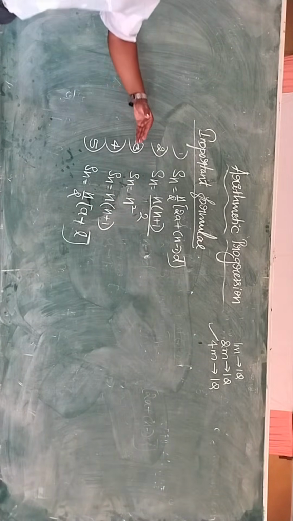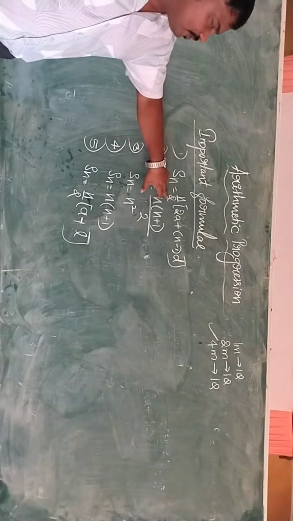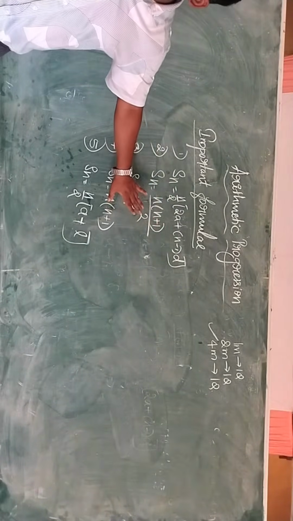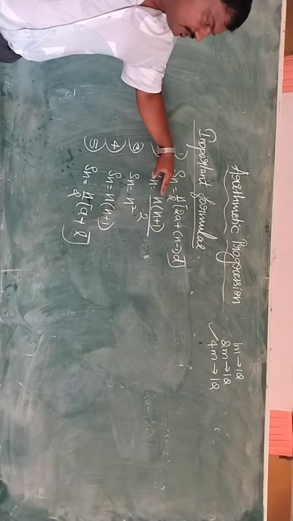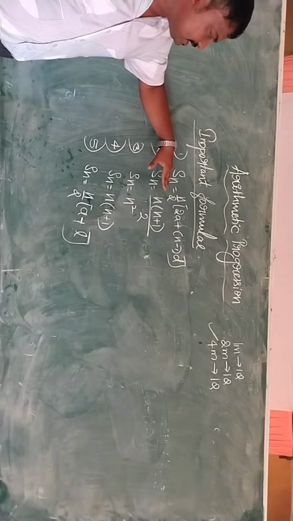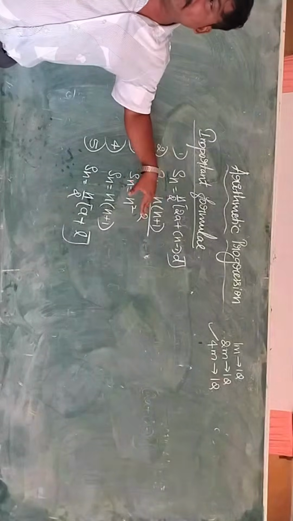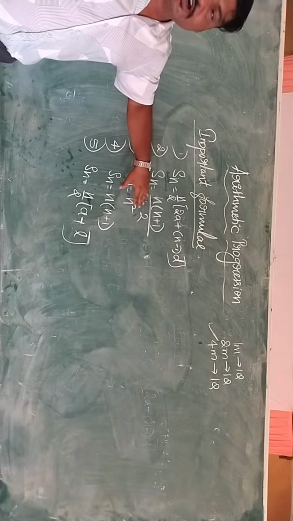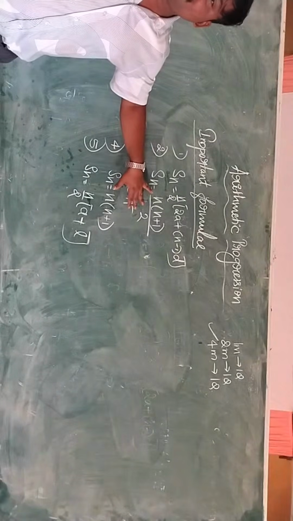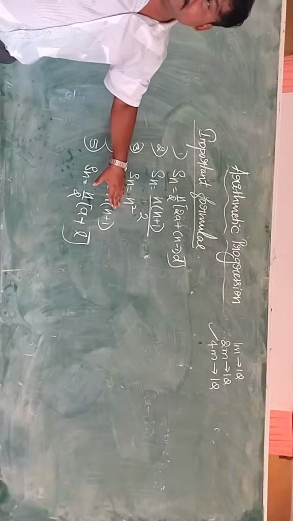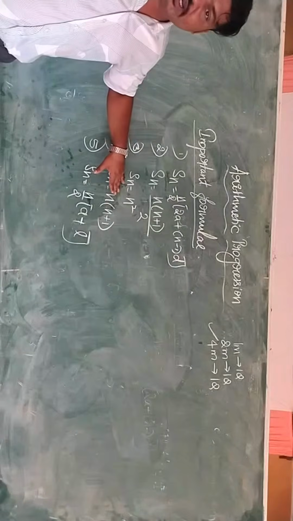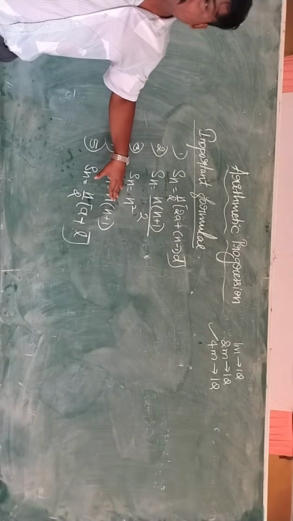Then, the sum of n terms of an AP, Sn, is equal to n upon 2 into [2a plus (n minus 1) into d]. This formula is called the sum of n terms of an AP. Then, Sn is equal to n into (n plus 1) upon 2. This is the formula used to calculate the sum of the first n natural numbers, and Sn is equal to n square. This is the formula used to calculate the sum of the first n odd integers.